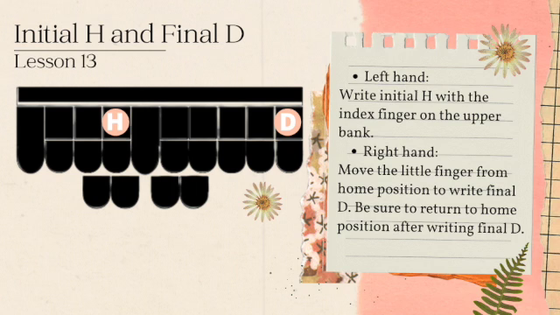Now let's proceed to lesson 13. That's initial H and final D. With your left hand, write initial H with the index finger on the upper bank. So again, initial H is left index finger. Then with your right hand, move the little finger from home position to write final D. Be sure to return to home position after writing final D because again, our default position should be in the home position. Right after we write a word, phrase, or arbitrary, we immediately go back to home position.